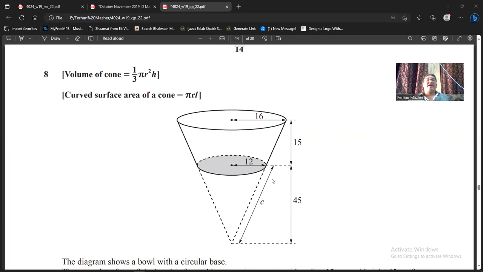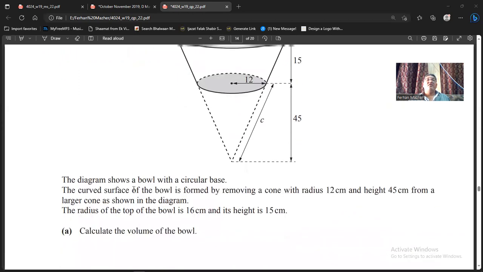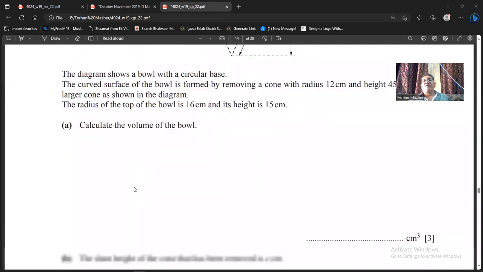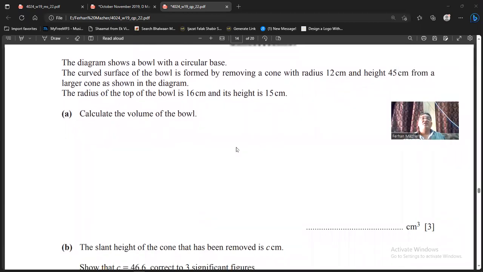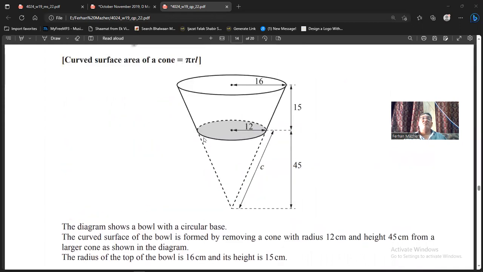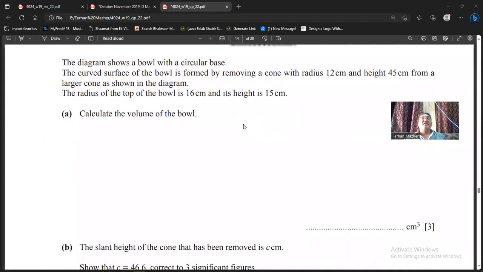We can find the slant height of the bigger cone, and the slant height of the smaller cone as well. You know, L square is equal to H square plus R square. He says the diagram shows a bowl with a circular base and a curved surface. But how will you make the bowl? From the big cone, cut this smaller cone. The remaining will be a bowl.